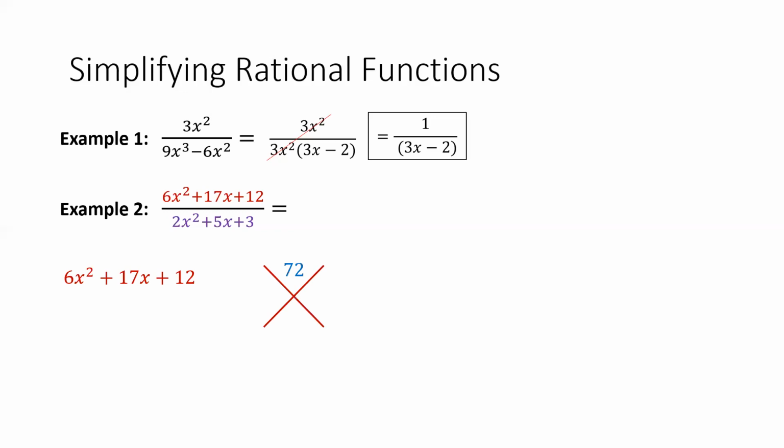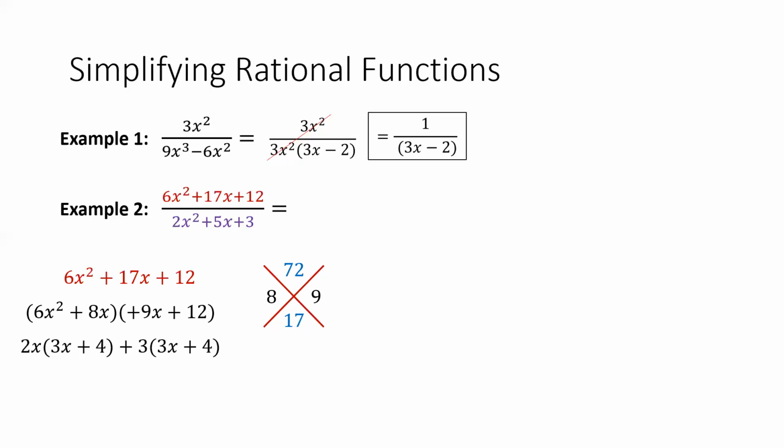With factor by grouping, 6 times 12 gets me 72, with 17 on the middle term. I want to find two numbers that add to get me 17 and multiply to get me 72. Those two numbers are 9 and 8. And then I break things up: 6x squared plus 8x plus 9x plus 12. My GCF in the first two terms is 2x, leaving me behind 3x plus 4. My GCF in the last two terms is 3, leaving me behind 3x plus 4. And so my two factors are 2x plus 3 and 3x plus 4. Let's breathe for a second.